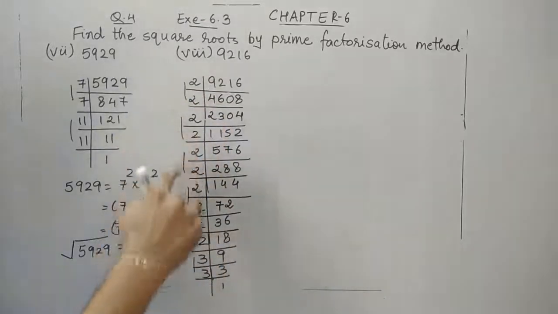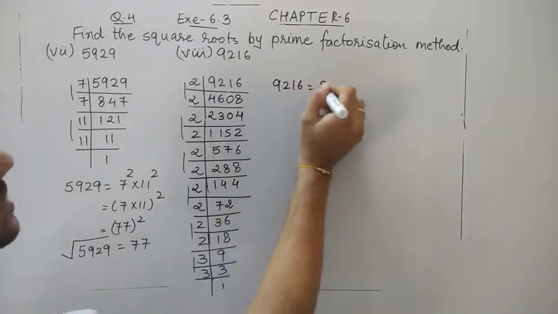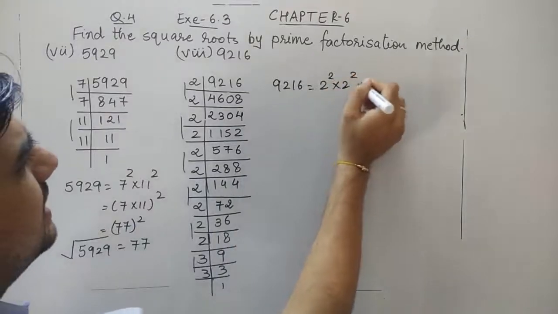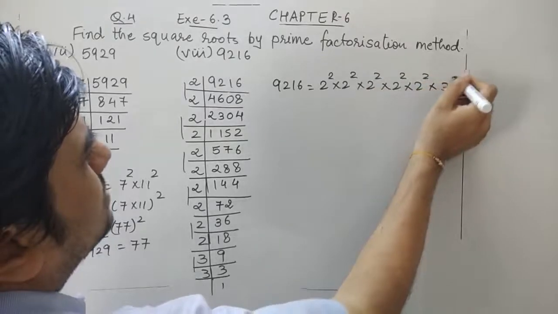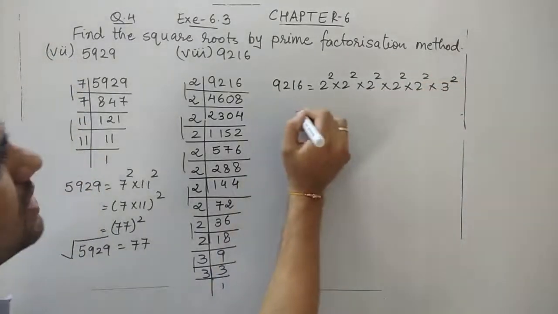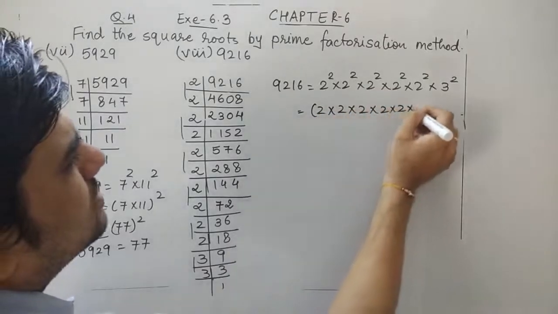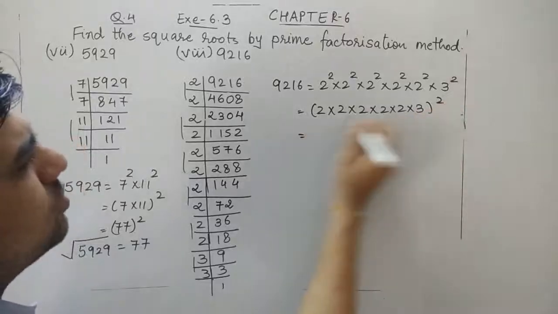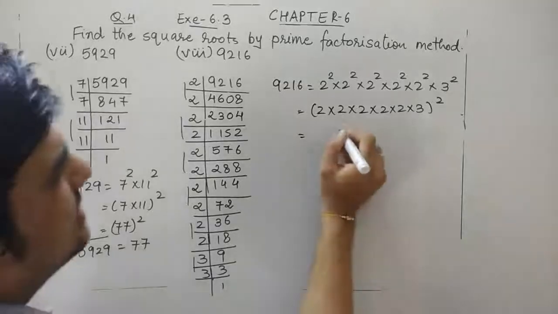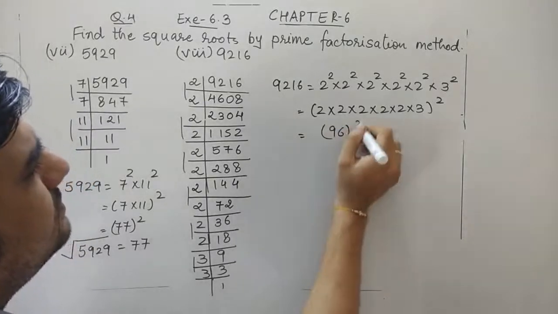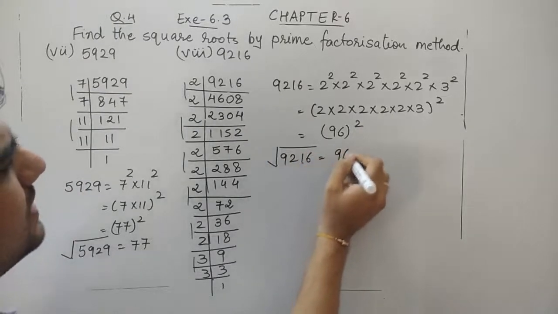We have 1, 2, 3, 4, 5 times. So for 9216, 2 is 5 times in pairs, second time, third time, fourth time and fifth time. Where one more, that is 3 square, is there. So all can be written in this form: 2 into 2 into 2 into 2 into 2 into 3 raised to 2. So we'll do the product of all this. It's 2 raised to 5, that is 32. 32 into 3. 3 2s are 6, 3 3s are 9. So when we do the square root of 9216, we will obtain 96.